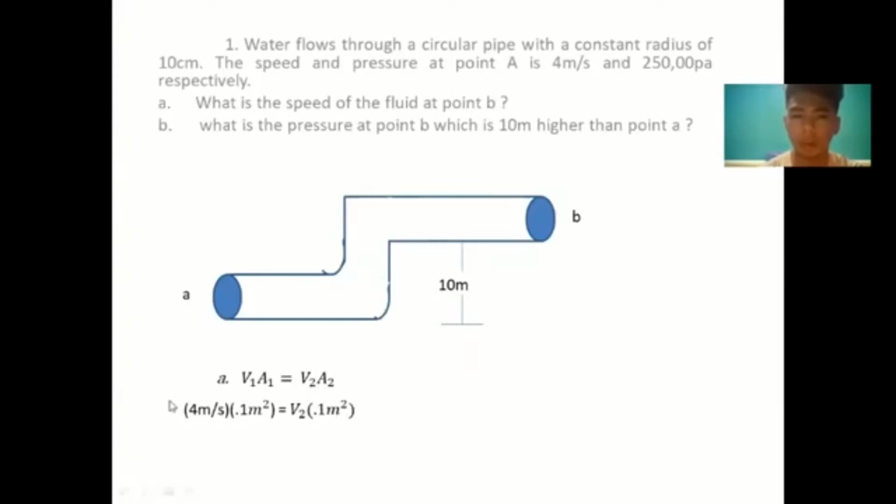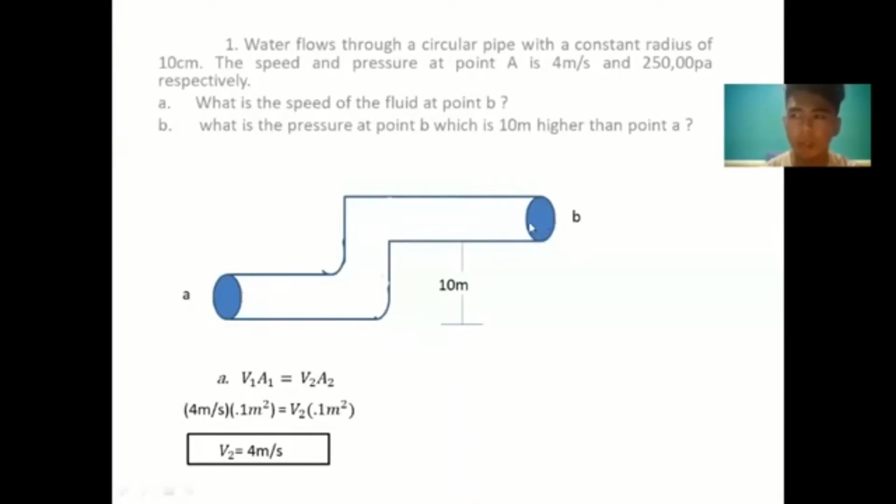So when we calculate this, the answer would be, I think you know it already, 4 meters per second, because logically we can see with our eyes that the velocity flowing in tube A would still be the same as in tube B, because take note that the area of tube A is still the same as tube B.